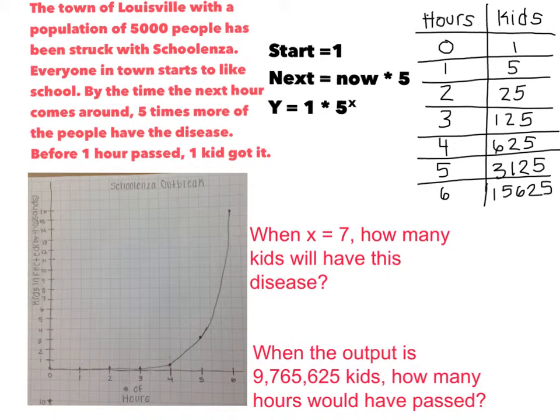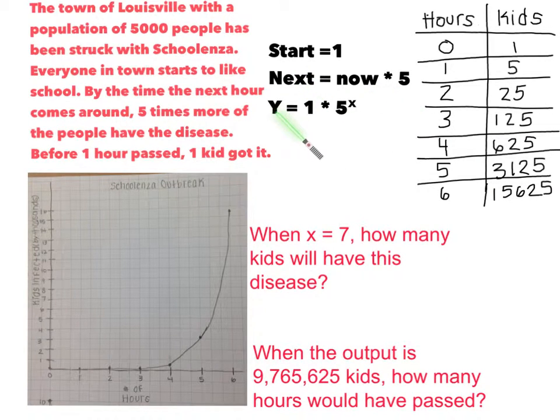The town of Louisville, with a population of 5,000 people, has been struck with a disease. By the time the next hour comes around, 5 times more of the people have the disease. Before 1 hour passed, 1 kid got it. To solve this, you need the equation, which is the start is 1, and next equals now times 5.